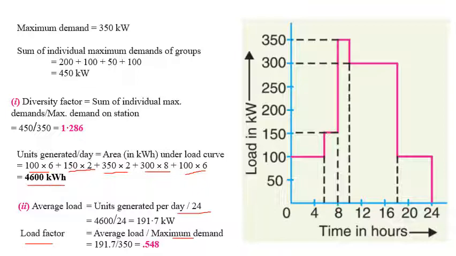Now average load is equal to units generated per day divided by 24, that is 4600 divided by 24, which is equal to 191.7 kilowatt. So our load factor is equal to 191.7 divided by 350, which is equal to 0.548, or we can also say 54.8%.